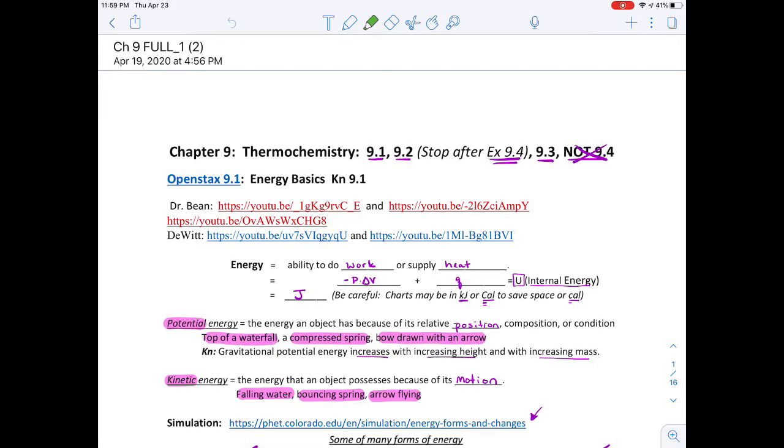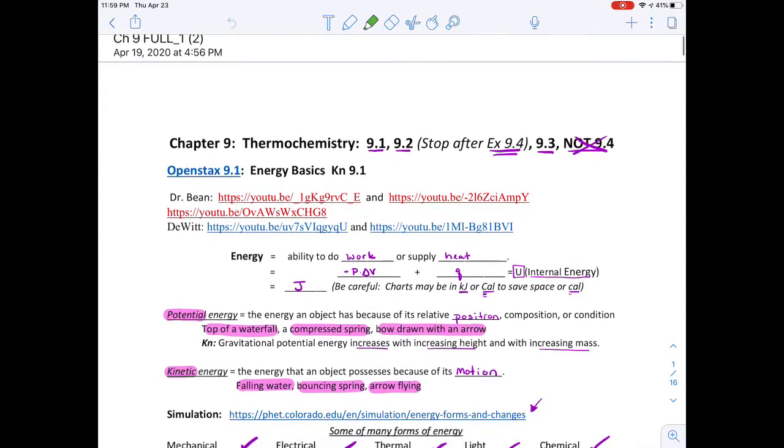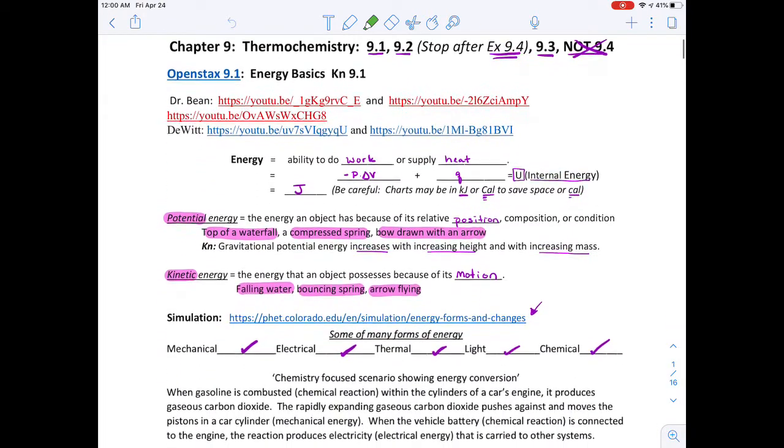So I'm going to do a quick walkthrough of Chapter 9's already filled in notes. Sometimes it helps people just to have someone walking through and talking through the notes with them. This first page of notes is a reminder of what energy is. There's some homework topics on this, but this isn't directly going to be on your test.